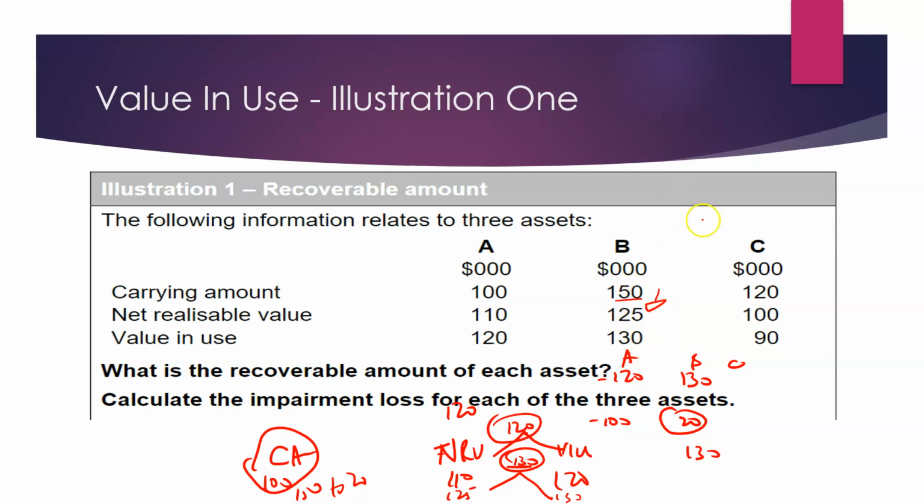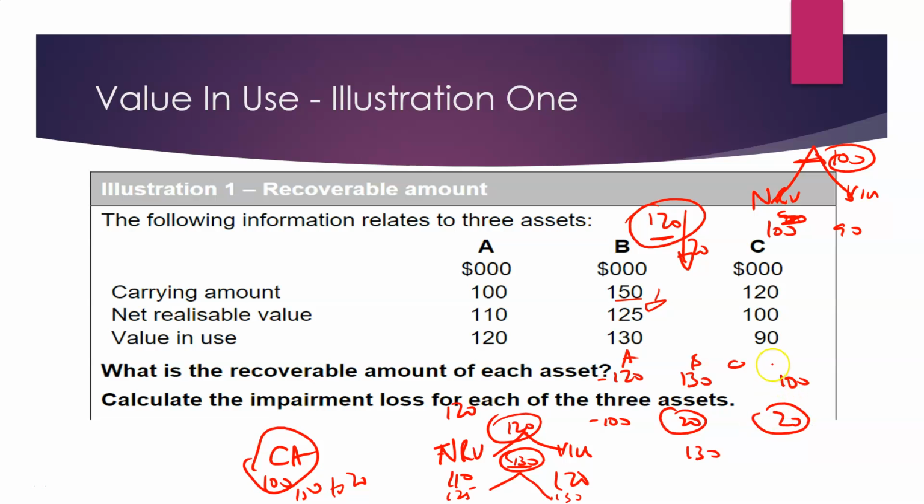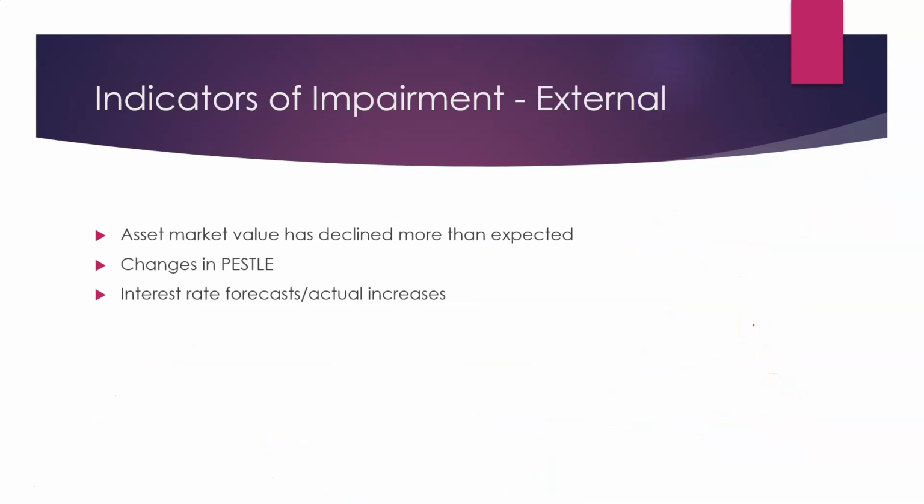And then C, looking at the same thing. I have here 120, then I have 100, and I have a 90, so that's the net realizable value and the value in use. Pick the highest of the two, 100, that's the recoverable amount. It's currently being recognized at 120, so it needs to come down by 20 to 100, because it's too high. So the recoverable amount for C was 100 and the impairment was 20. That's value in use in terms of just explaining that, and that's illustration 1.